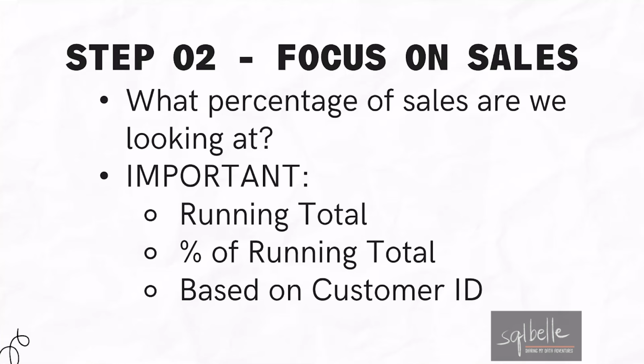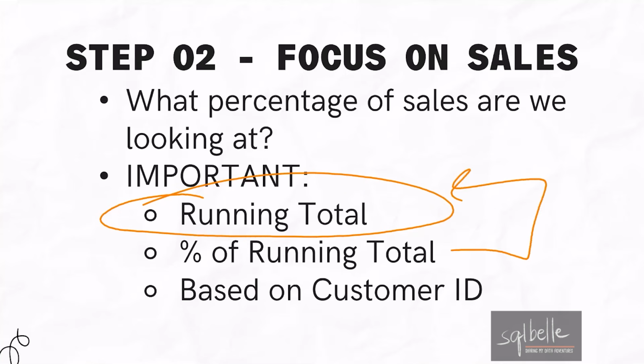So in this next step, we are going to add additional calculations. Some important things to remember here. We're going to use a lot of table calculations. Specifically, we're going to be using running total and a secondary table calculation that gets the percent of total from that running total. And these all have to be locked to a specific dimension, which is our customer ID.